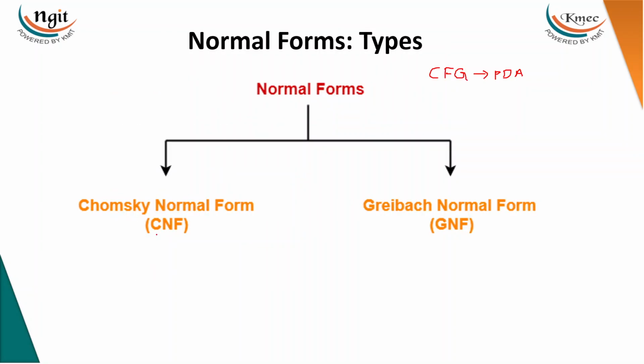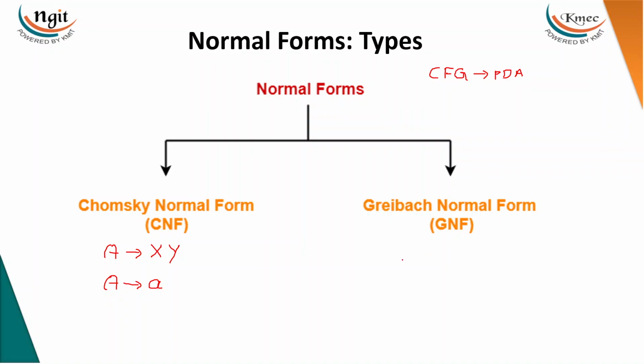So what is meant by Chomsky normal form? A grammar G is said to be in Chomsky normal form if and only if every production is in the form A tends to BC or A tends to a. On the left hand side, of course, in every context-free grammar only one non-terminal is allowed. On the right hand side, either two non-terminals or a single terminal is allowed. That is what we mean by Chomsky normal form: two non-terminals or a single terminal.